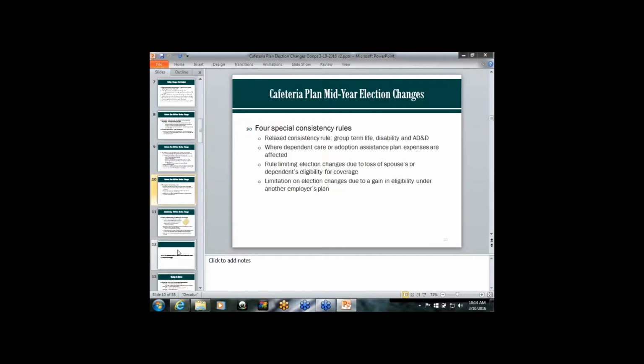Rule limiting election changes due to loss of spouse's or dependent's eligibility. You need to be careful there because it says you can only make a change for that person. There are no tag-along rules there. And then finally, limitations on changes due to a gain in eligibility under another employer's plan. Now, again, it's more limited as to what type of change can be made.